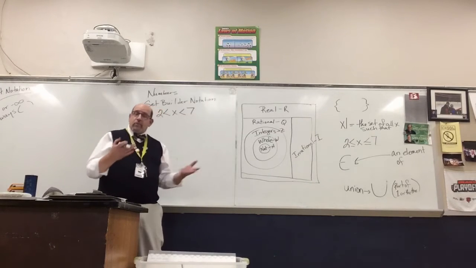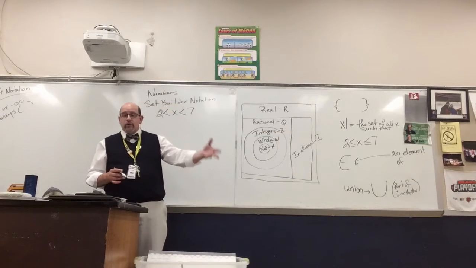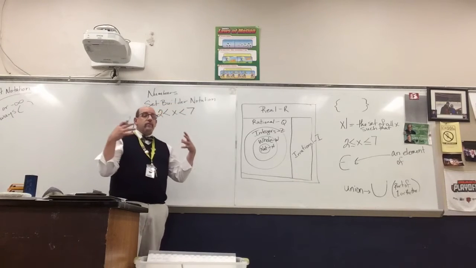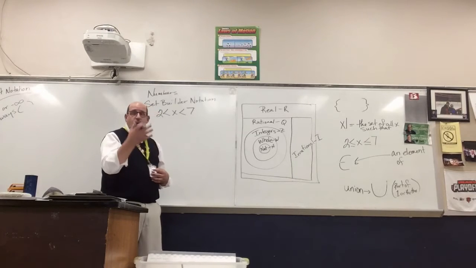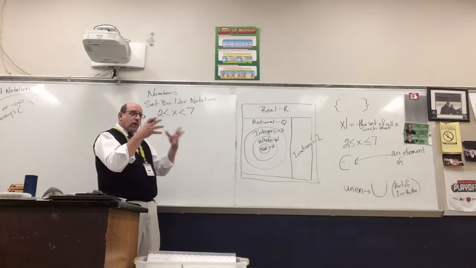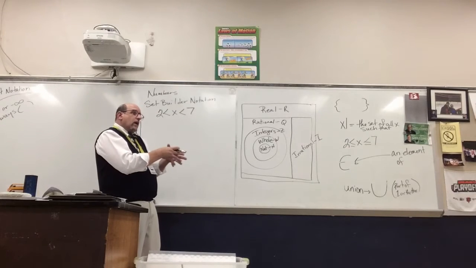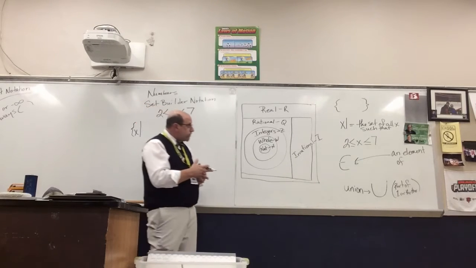Irrational numbers are the opposite of that. Pi, the square root of 2, the square root of 7, other numbers just like that. Negative square root of 45 is an irrational number because that square root can't be simplified by pulling out some perfect square.